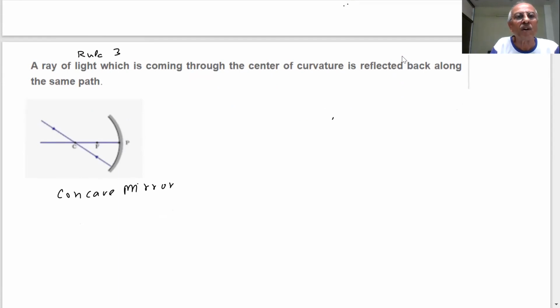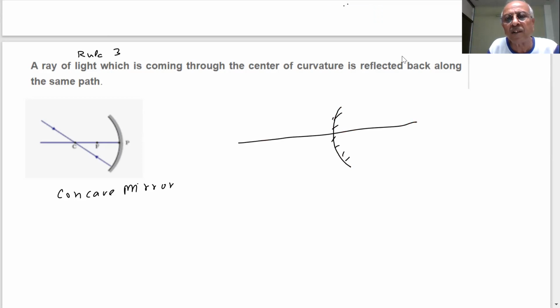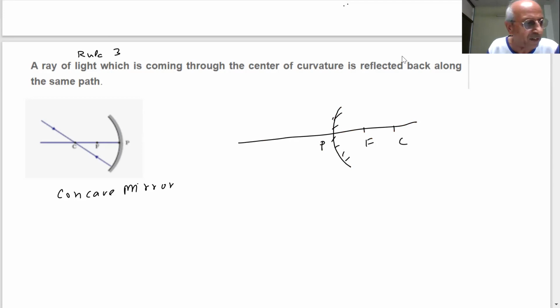Okay. So a ray of light which is coming through the center of curvature is reflected back along the same path for the concave mirror. That is rule 3. Let us see what happens in the case of the convex mirror. Let me draw the convex mirror, students. This is the convex mirror. This is my P, focus on the back side. Double of this is center of curvature.